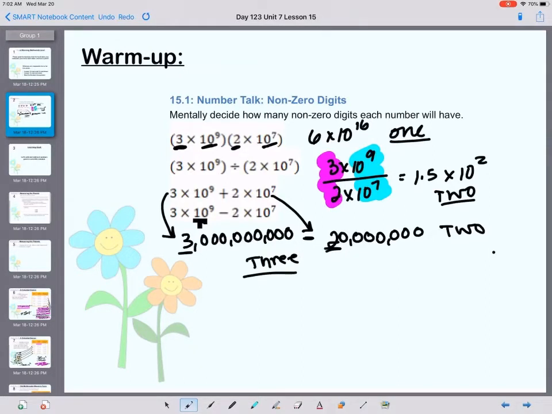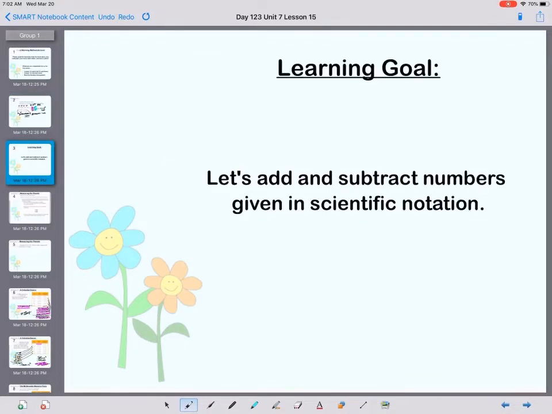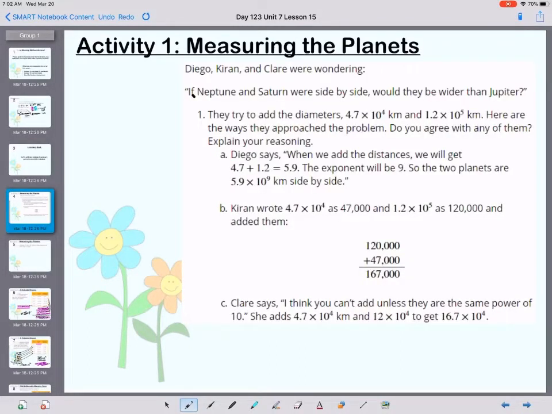Okay, so activity 1, again, our learning goal today is adding and subtracting numbers given in scientific notation. So we have activity 1, Diego, Charon, and Claire. If Neptune and Saturn were side by side, would they be wider than Jupiter? So if I'm trying to figure out the answer to that, there's 2 parts.